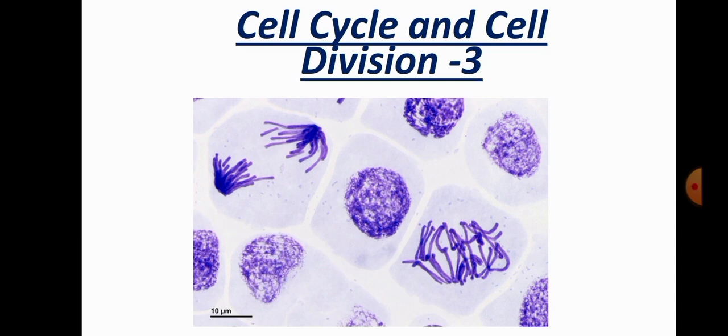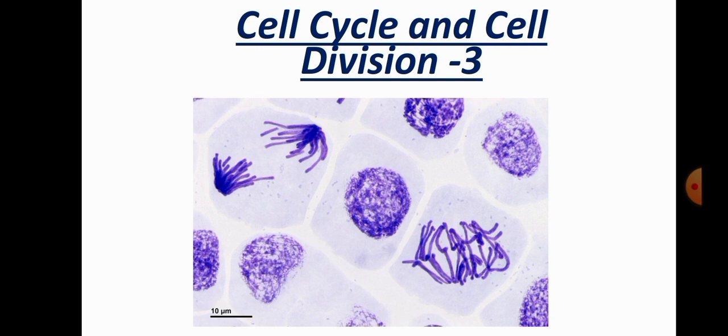Topic for today is meiosis. Meiosis is also known as reductional division. Why is it called reductional division? Because if the parent cell has 2n number of chromosomes, its daughter cell will have n number of chromosomes, and you can see the reduction in the number of chromosomes. So hence it is known as reductional division.